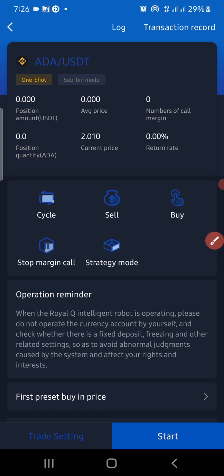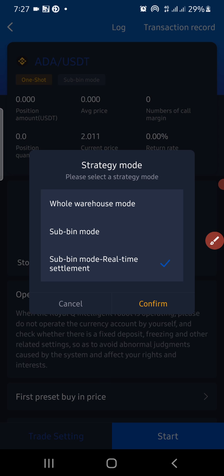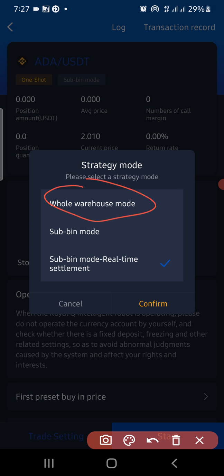Then strategy mode here. When you click on strategy mode, you have 3 options. You have the whole warehouse mode. Whole warehouse mode means find the average price of all the coin that I've bought so far, that is, of all the ADA that I've bought so far, and sell everything for me at once in profit. So whether the bot bought 5 times, 10 times, 20 times, it does not matter. It finds the average and sells at once.